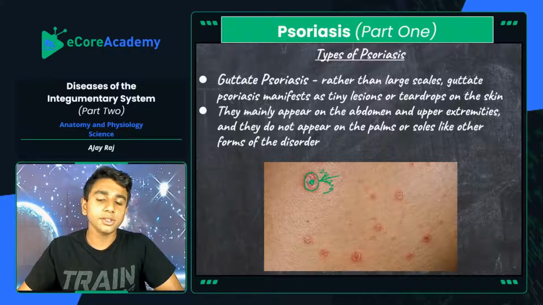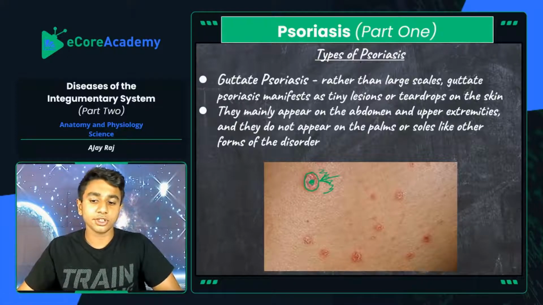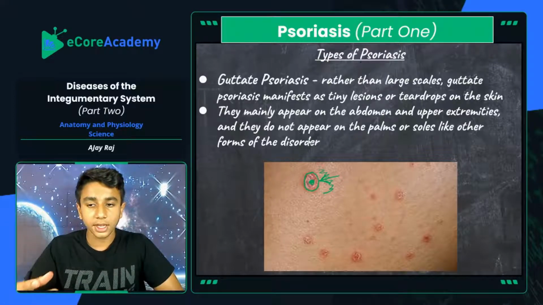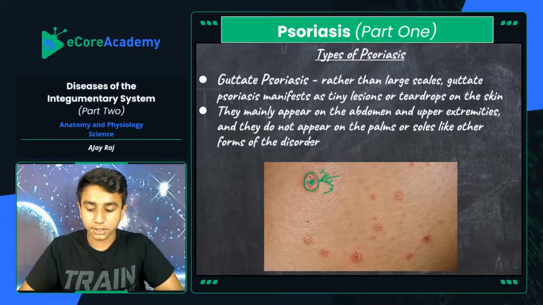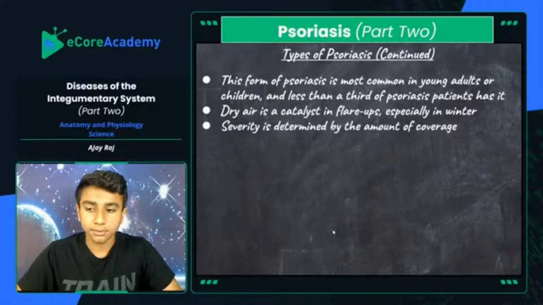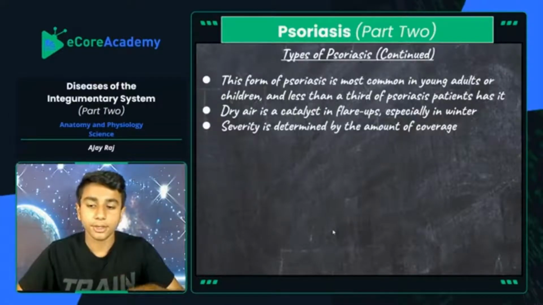It's much easier to identify plaque psoriasis than it is guttate psoriasis, merely because of the size, but they share very similar properties. So let's move on to our next slide, and I'm going to clarify further steps and further identifications of guttate psoriasis. Psoriasis part 2, let's look at types of psoriasis continued. Our next type is, we're going to be continuing off of guttate psoriasis. Sorry about that. So let's continue to look at guttate psoriasis.